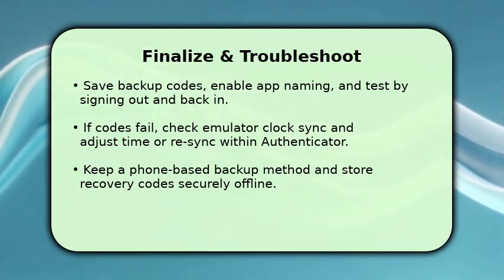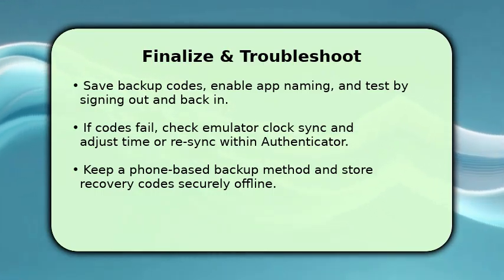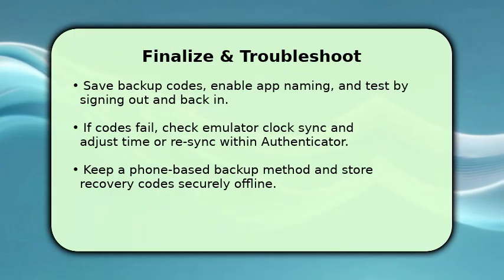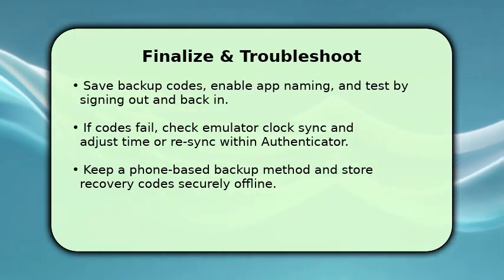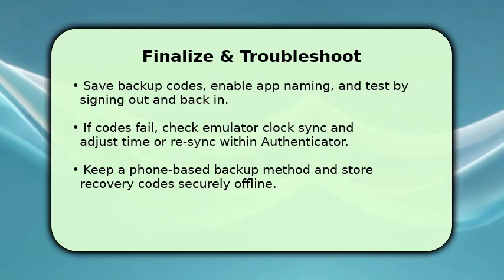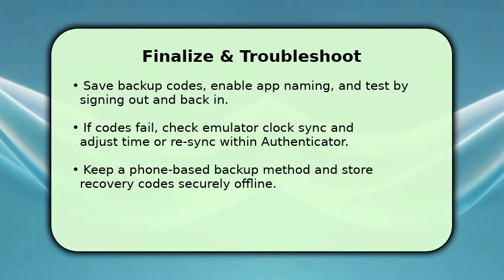If a code is rejected, check the emulator's system clock. Time drift breaks TOTP. Adjust the clock or use the app's resync option, then try again. If problems persist, remove and re-add the account. Make sure you keep a phone-based backup or printed recovery codes in a safe place to avoid lockout.